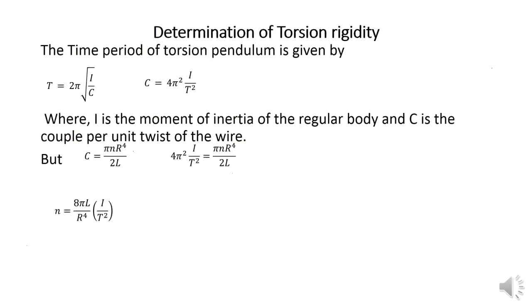Second one, determination of torsional rigidity or rigidity modulus. The time period of a torsion pendulum is given by T equal to 2 pi into square root of I by C. Rearranging, C is equal to 4 pi squared I by T squared, where I is the moment of inertia of the regular body and C is the couple per unit twist of the wire. But we know that C is equal to pi N R to the power 4 divided by 2L. Substituting the value, we get N equal to 8 pi L divided by R to the power 4 into I by T squared. And we use this formula in the lab.